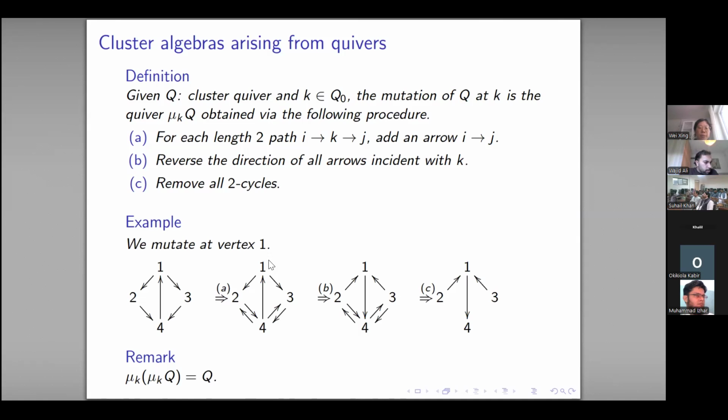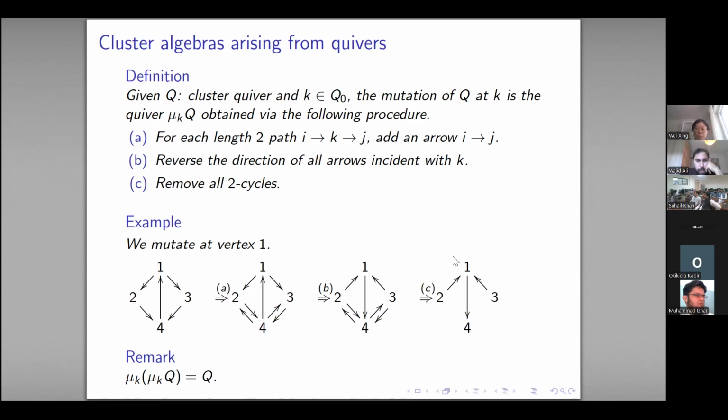And then the second step tells us to reverse all the directions of arrows incident to 1. There are 3 arrows incident with 1, 2 going out and 1 coming in. So we need to reverse the directions of all of them. Then we get the third quiver. And the last step tells us to remove all the 2-cycles. There are 2 cycles. One is between 2 and 4, and another one is between 4 and 3. So we remove both of them. And eventually we get this type D4 quiver on the right-hand side.